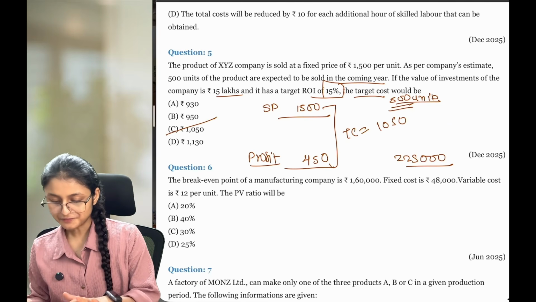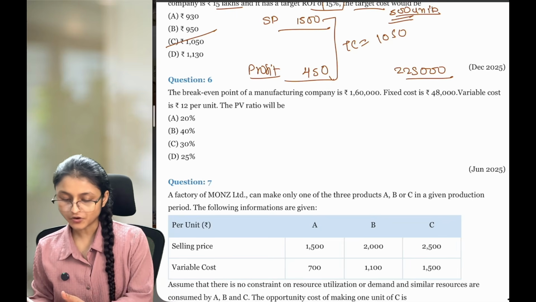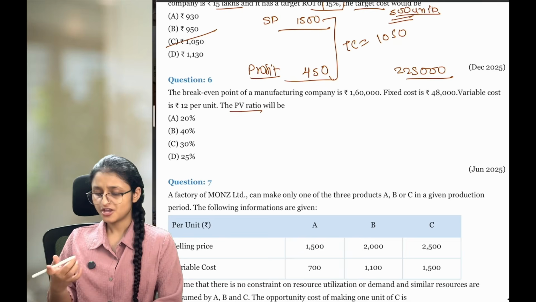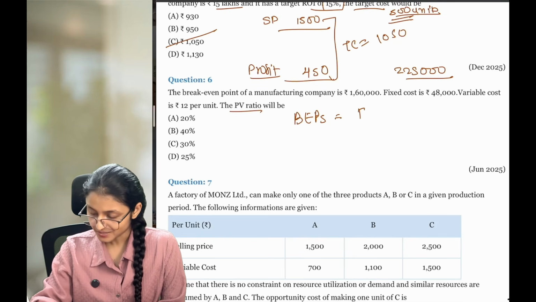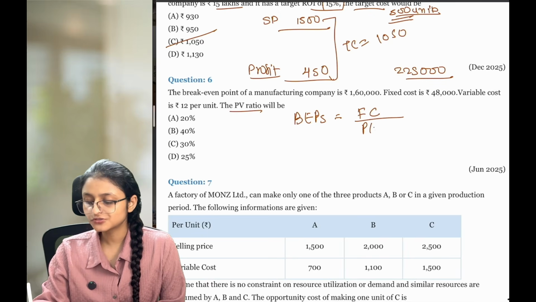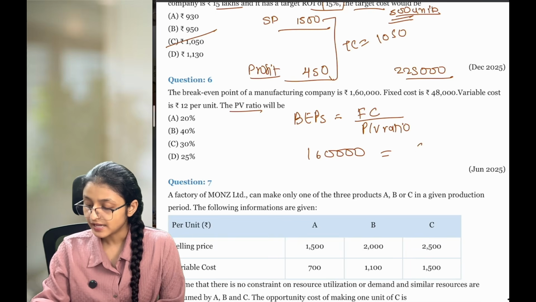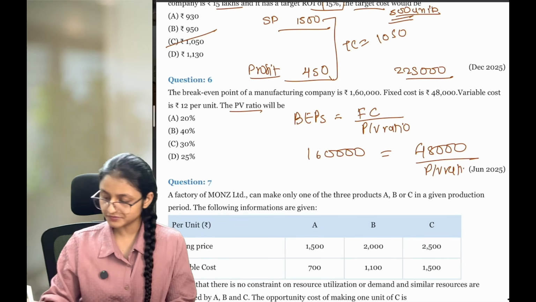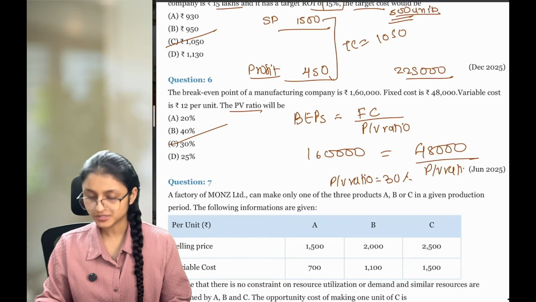Okay. Next, the break-even point of a manufacturing company is 1,60,000. Fixed cost is 48,000. Variable cost is 12 rupees per unit. You have to calculate PV ratio. We already know how to calculate PV ratio with the help of break-even point sales. What is the formula of break-even point sales? Fixed cost upon PV ratio. The question has already provided us the break-even point sales and the fixed cost, so with the help of this, we can calculate the PV ratio. Okay? So 48,000 divided by 1,60,000 will give you a PV ratio of 30%. And we are done with this also.